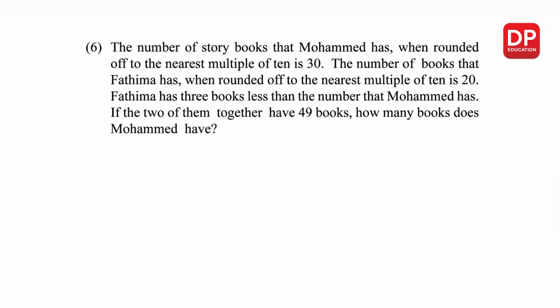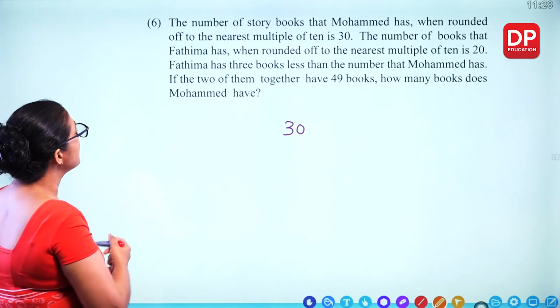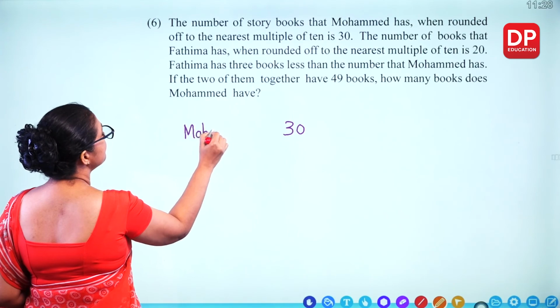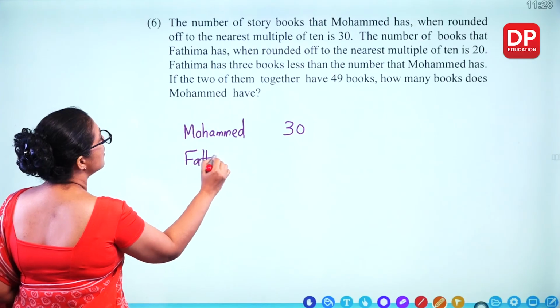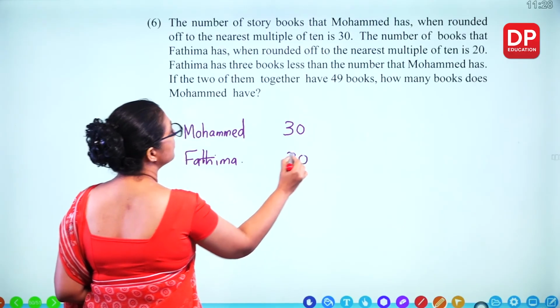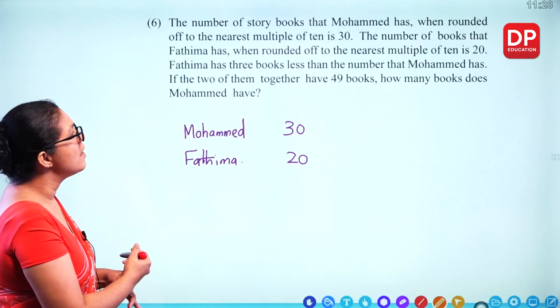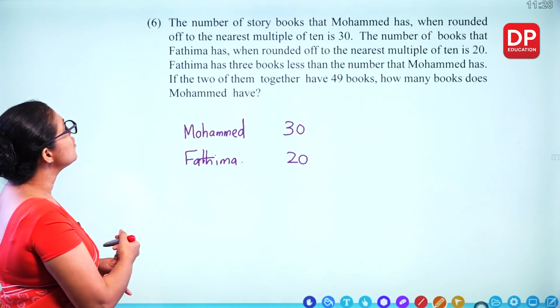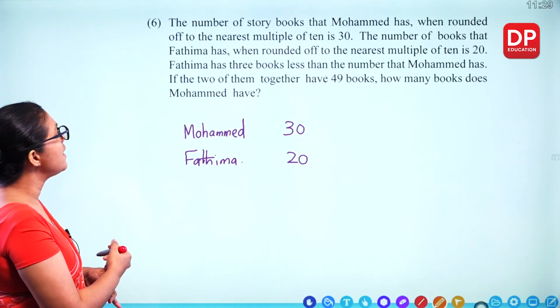Question number 6. The number of storybooks that Muhammad has, when rounded off to the nearest multiple of 10, is 30. The number of books that Fatima has, so this is Muhammad and this is Fatima, when rounded off to the nearest multiple of 10 is 20. Fatima has 3 books less than the number that Muhammad has. If the two of them together have 49 books, how many books does Muhammad have?